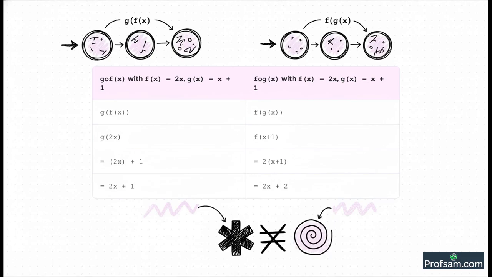Now, let's try it the other way. (f∘g)(x). This time, the inside function is g(x). We substitute g(x) with x plus 1. This gives us f(x plus 1). And what does function f do? It doubles its input. So it takes x plus 1 and multiplies it by 2. That gives us 2 times (x plus 1), which is 2x plus 2. Now look, on one hand we got 2x plus 1, and on the other we have 2x plus 2. Are they the same? Absolutely not. So there you have it, proof that order matters in composition.